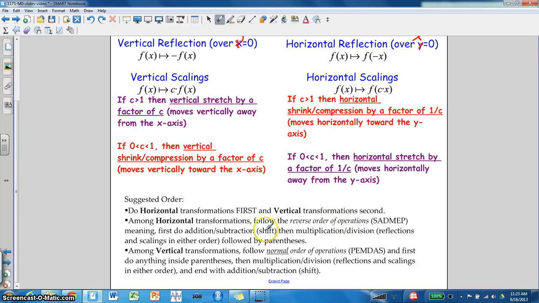So you do the shifts first, then multiplication, and then parentheses. And we'll see in the next example, it's a little counterintuitive. And then verticals, you would follow normal order of operations, which is PEMDAS. So do anything inside parentheses first, multiplication, which is reflections and scalings, and then follow it up with the shifts.